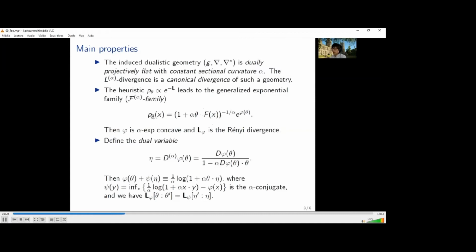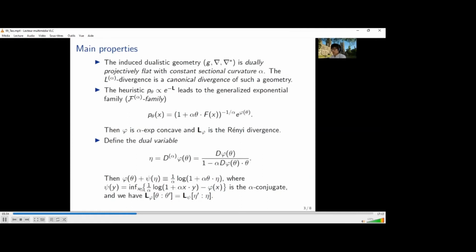Here I can think of this theta as the primal variable, and the dual variable, which I call eta, is defined by this generalized gradient. I have the alpha gradient, which is the ordinary gradient divided by this scalar here. And if we define this eta in this way, and also if we define the so-called alpha conjugate of this phi by this conjugation, which is a generalized convex duality, then we have this identity.